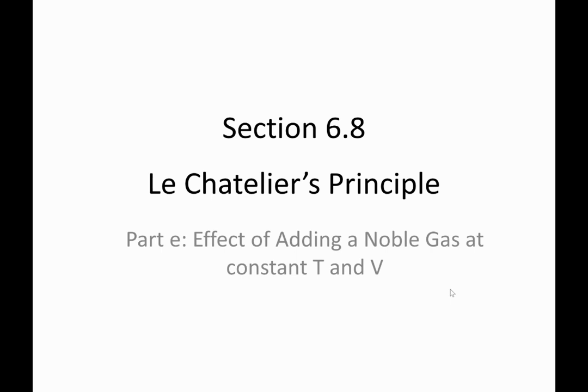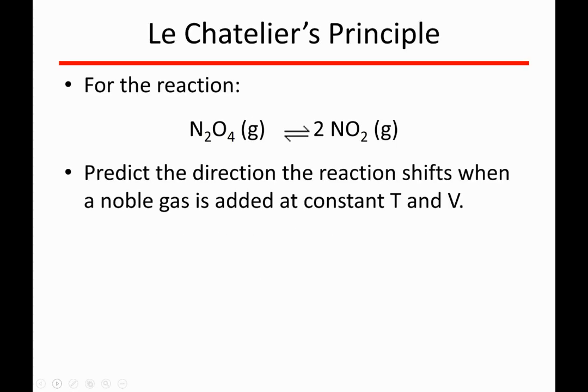There's one more case for us to take a look at when dealing with Le Chatelier's principle, and this is the effect of adding a noble gas when you have a constant temperature and volume. We have a reaction here for the breakup of N2O4 into NO2, and we're asked to predict the direction this reaction would shift if you were to add a noble gas at constant temperature and volume.